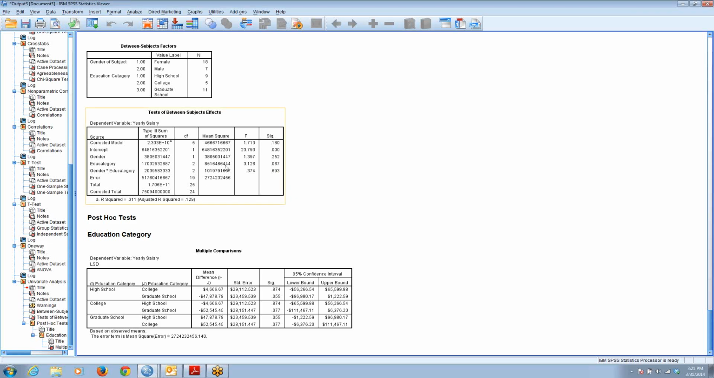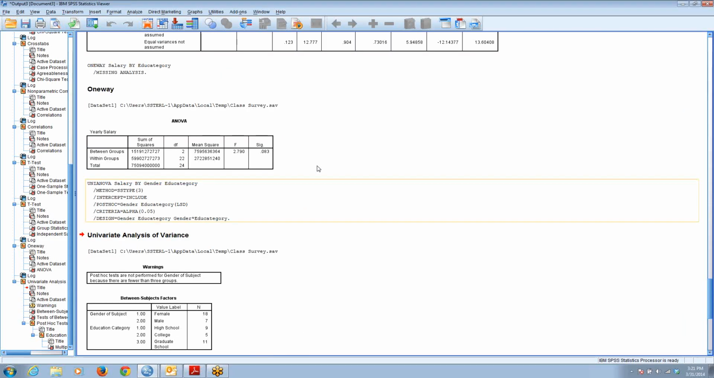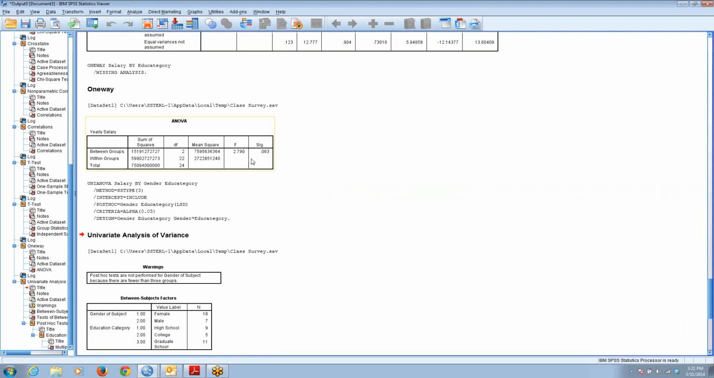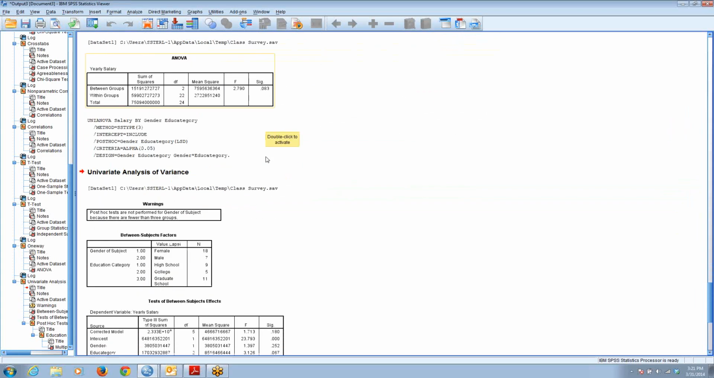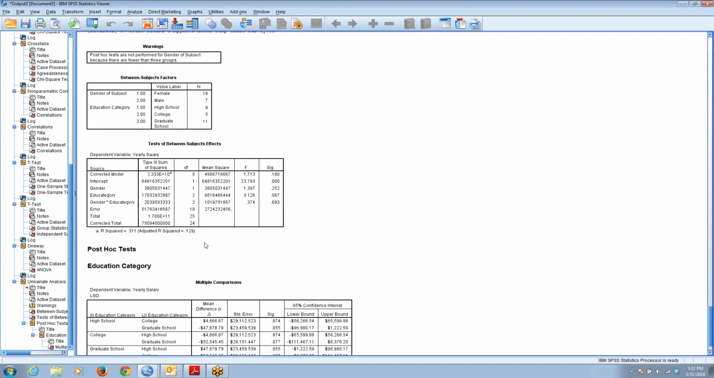For education category, this shouldn't surprise you. No significant main effect. Does this number 0.067 look familiar? It should, because when we did the ANOVA, oh, it's 0.083. Anyway, it's close. The reason it's not exactly the same is a sort of technical, don't worry about it. Okay, and then finally over here is something called the interaction. It's not significant.